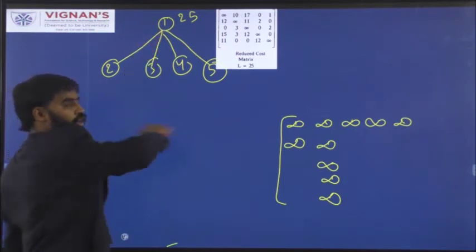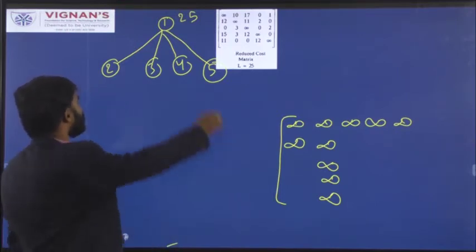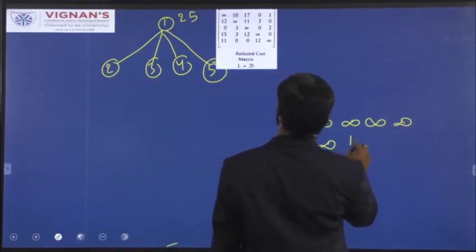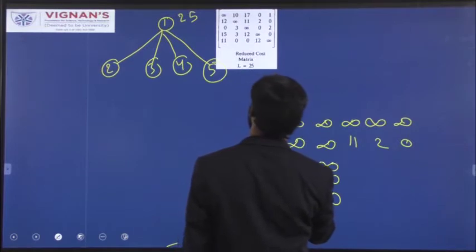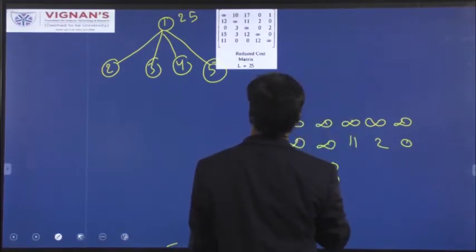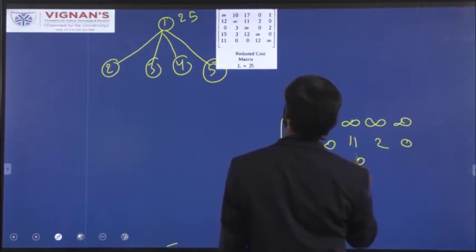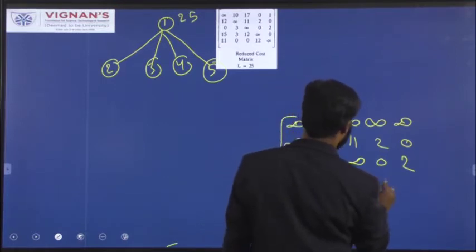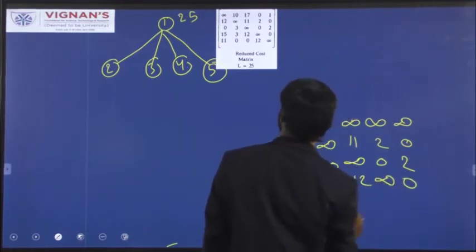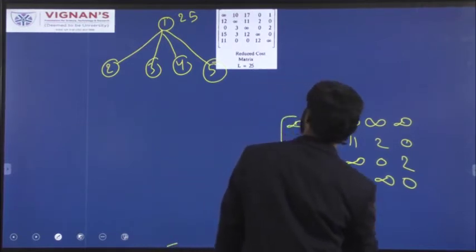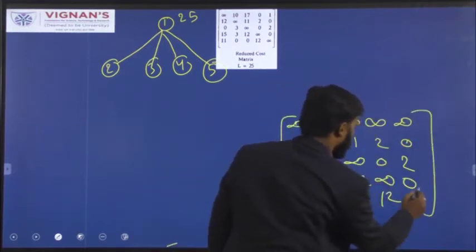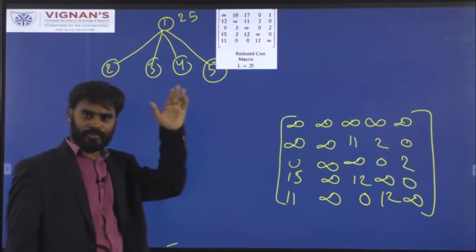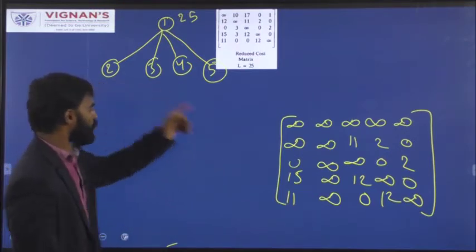Make the first row and second column as infinity, as well as the distance from the current node to the root node as infinity. The remaining becomes as it is. So it becomes 11, 2, 0, 0, 0, infinity, 0, 2, 15, 12, infinity, 0, 11, 0, 0, 12, infinity. So first, make the respective rows and columns infinity, as well as the distance from the current node to the root node as infinity.